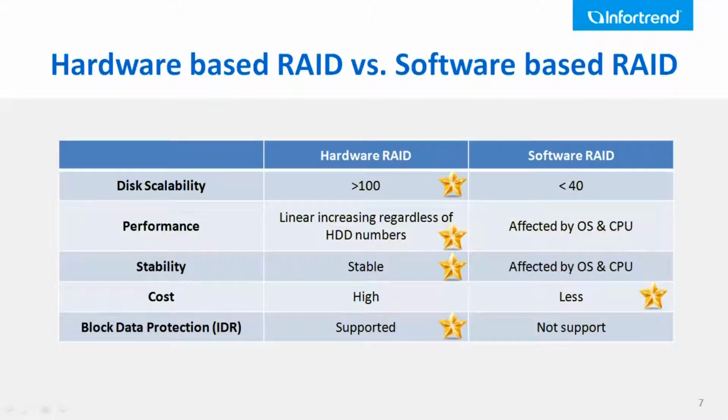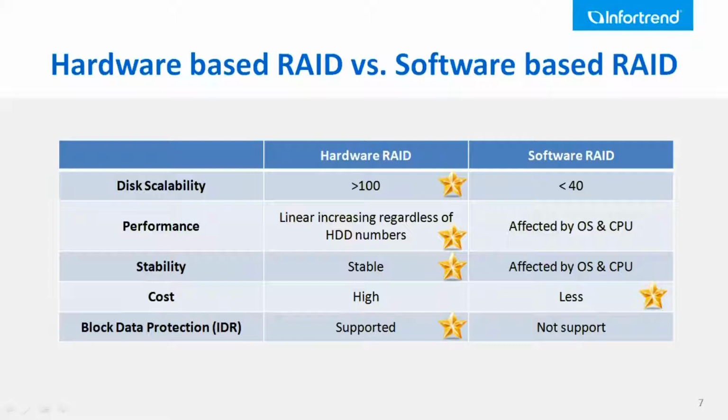Let's start from disk scalability. Software-based RAID has good disk scalability. However, when there are more than 100 disks, hardware-based RAID usually has a stable linear increase in performance. Thus, when comparing performance, as we have mentioned, hardware-based RAID does not have too much performance impact as disks increase. But software RAID performance may be affected by OS and CPU resource issues. We will introduce more detail about linear performance increase in a later slide.